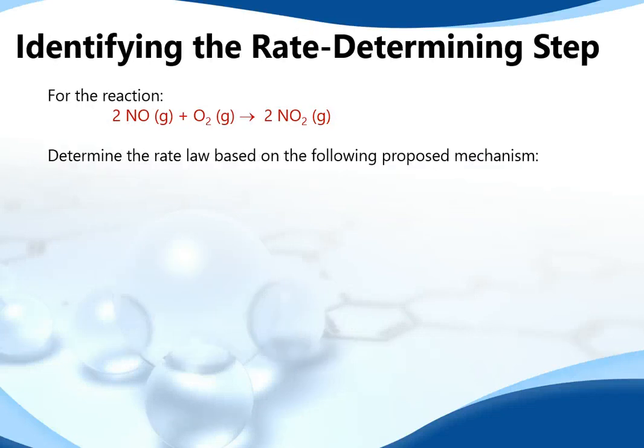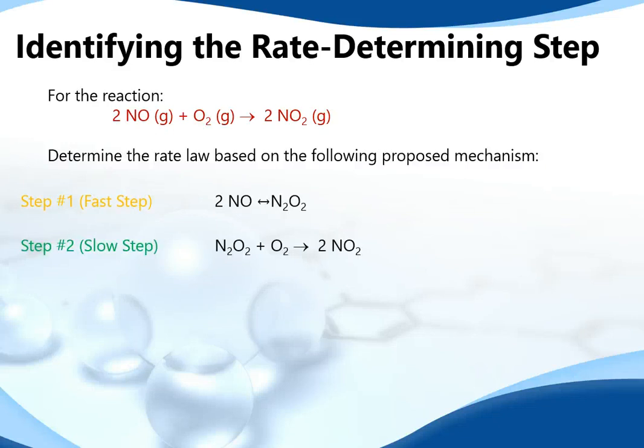Finally, identifying the rate determining step. For this reaction, determine the rate law based on the following proposed mechanism. Here's a fast step. Here's a slow step. So first off, you can do this on your own, and you should do this on your own. Write out what the rate laws are going to be for those two elementary steps.